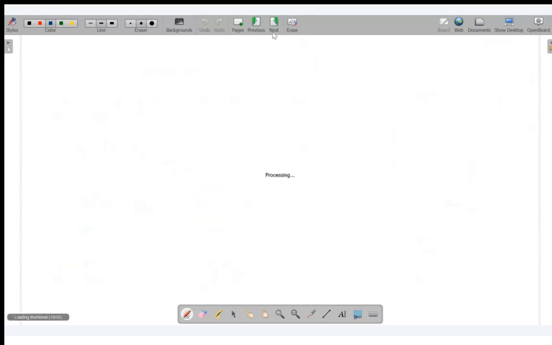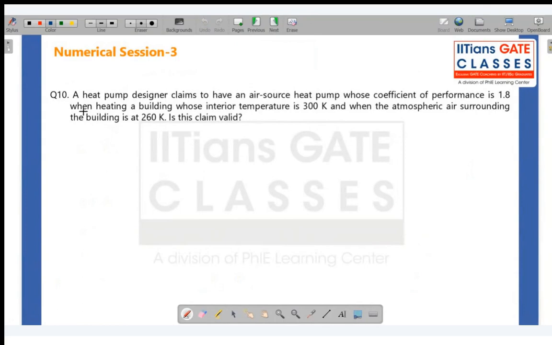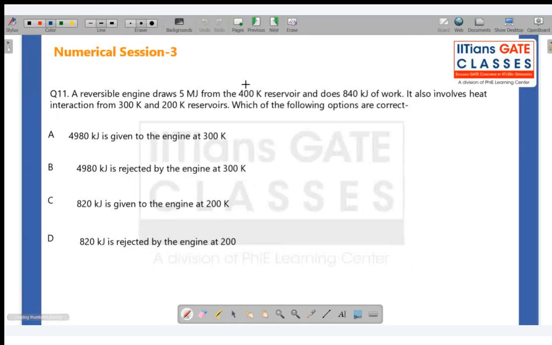Now next question, again, it is for homework. Simple question, heat pump. Okay. Now let us move to entropy. Let us move to entropy questions. Now we have one more hour. Let us move to entropy.